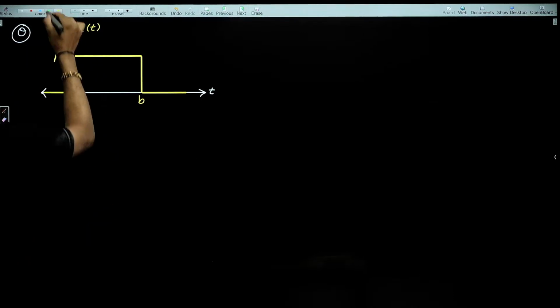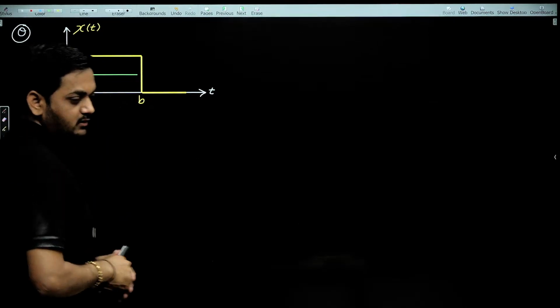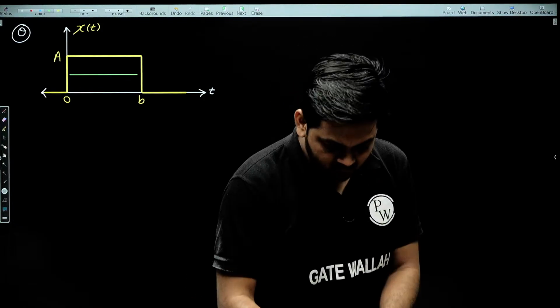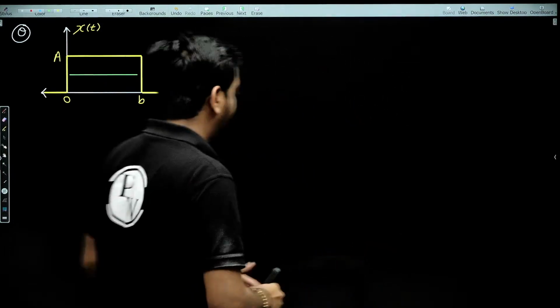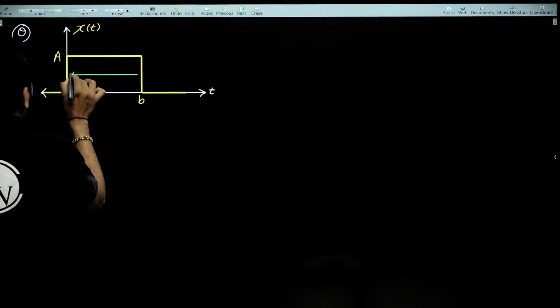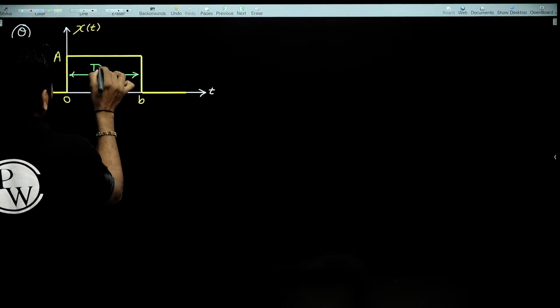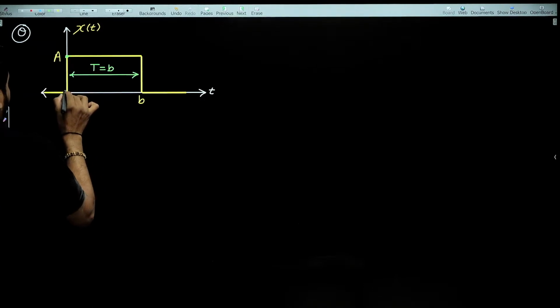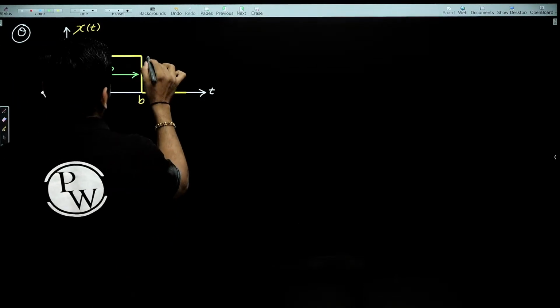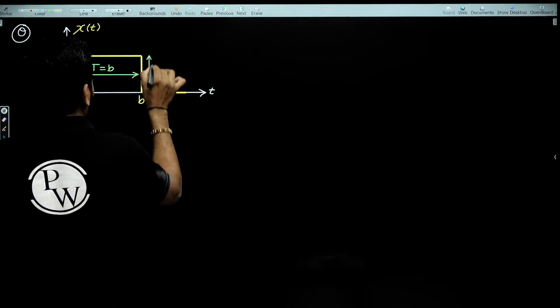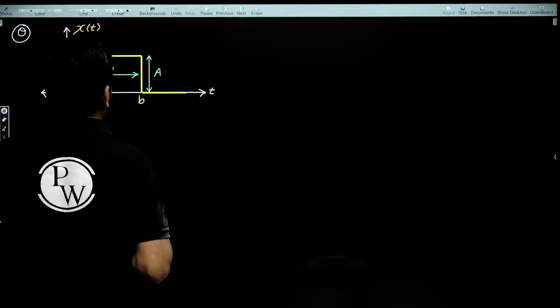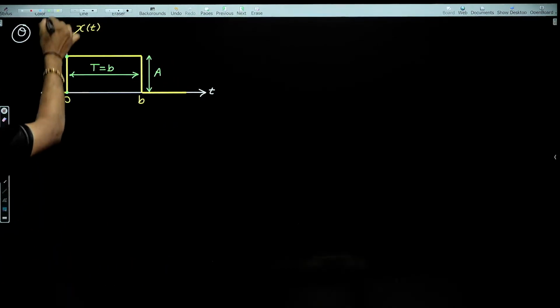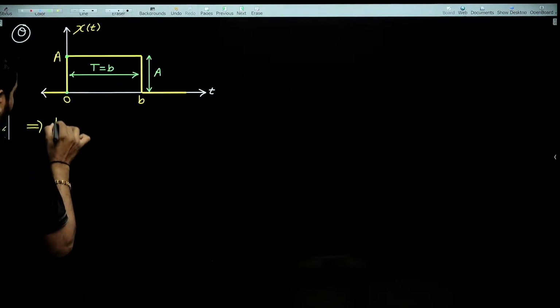So what is the width of this pulse, guys? The width of the given signal is equal to B, guys. And what is the amplitude, the height? The amplitude is A. So let us calculate the energy of this signal.